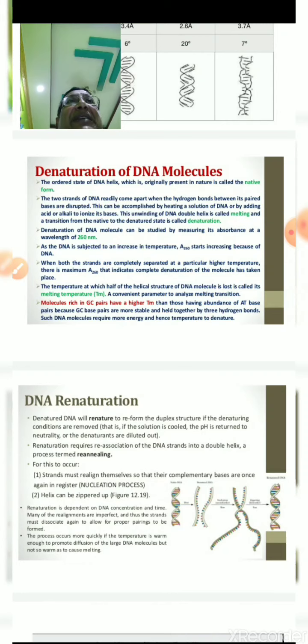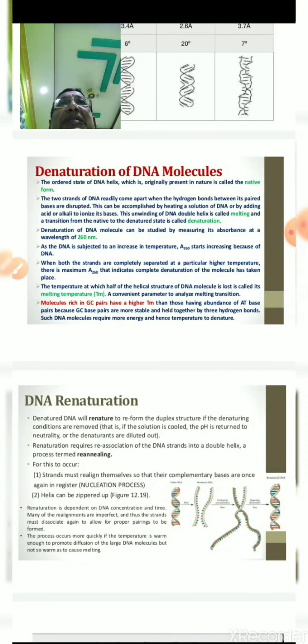Denaturation of the DNA molecule can be studied by measuring the absorbance at a wavelength of 260 nanometers. When a solution is there, it can be measured at 260 nanometers in a colorimeter or spectrophotometer. The more denaturation there is, the more single-stranded DNA there will be, and that can be measured by a colorimeter or spectrophotometer at 260 nanometers. As the DNA is subjected to an increase in temperature, the absorbance at 260 starts increasing. When both the strands are completely separated at a particular high temperature, there is a maximum absorbance at 260, which indicates that complete denaturation of the molecule has taken place.